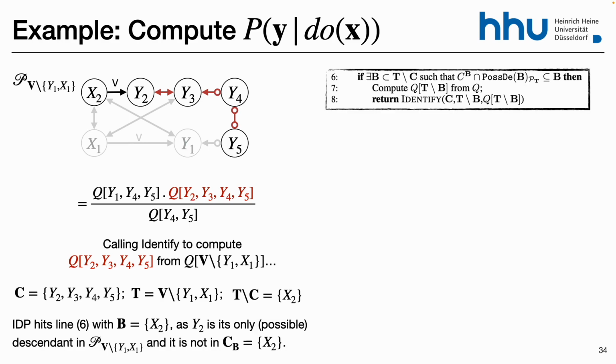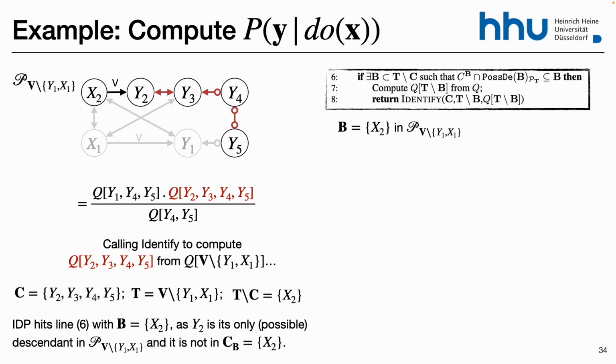If we try again, the bucket X1, great. The bucket which is X2 has Y2 as its possible descendant, and the point here is that Y2 is no longer part of its C component. So it's fine. Now we remove the part that was creating the confounding between X2 and Y2, so we can compute the Q of T minus B.